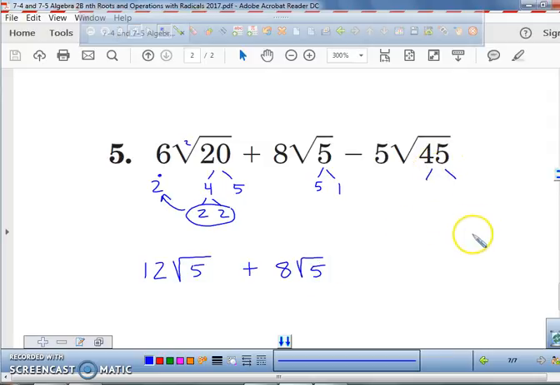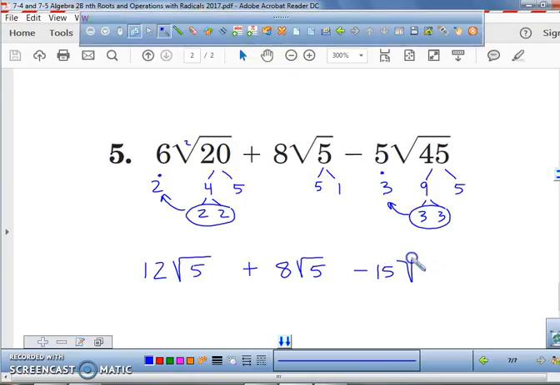Now let's break down the 45. What does 45 break down to? 9 and a 5. What does 9 break to? 3 and a 3. Do I have a pair of 3's? Yep. So what comes out? A 3 comes out. What's already out there? -5. What is -5 times a 3? -15. So I have a -15 radical 5.